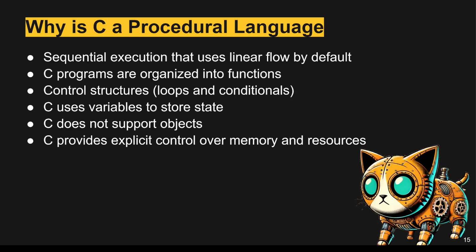And last, C is at the lowest level. It's one of the lowest level programming languages, other than assembly, where we're down at the actual machine instructions. It is very close to that level, and it gives you, as a programmer, a lot of control over the memory and resources that it utilizes.